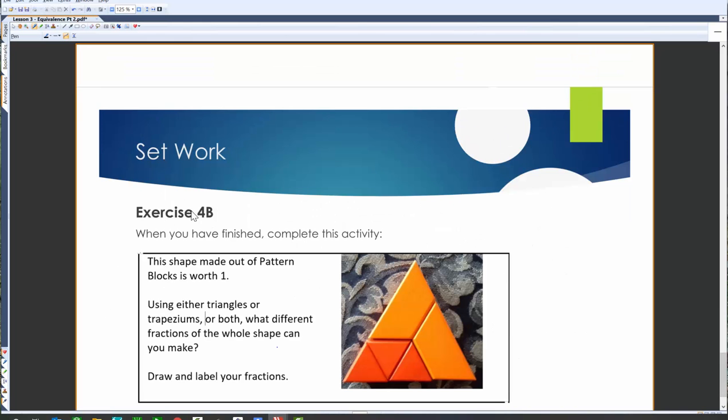All right, so now on to exercise 4B, and if you finish or when you finish that activity, get on to this one here.